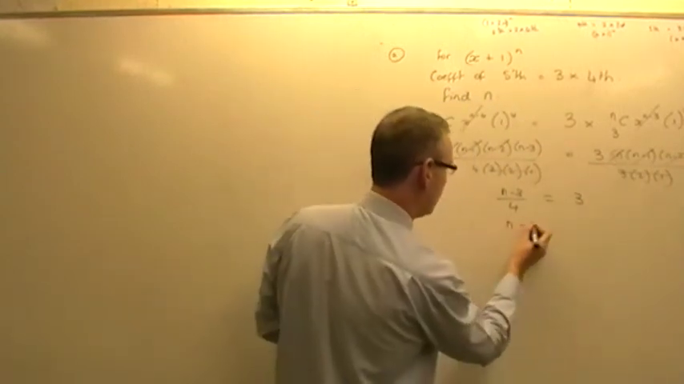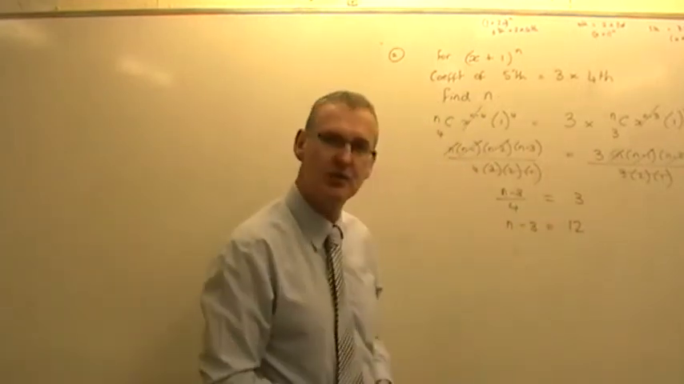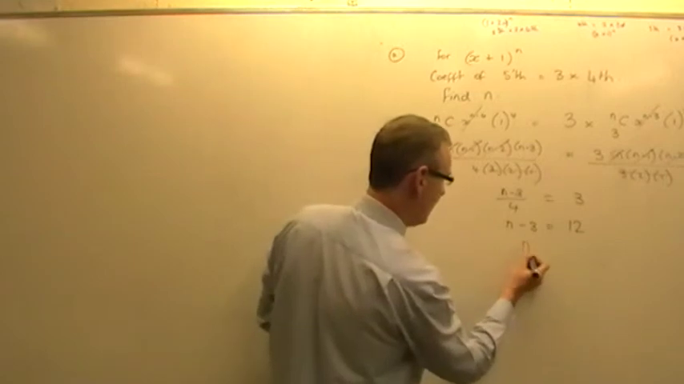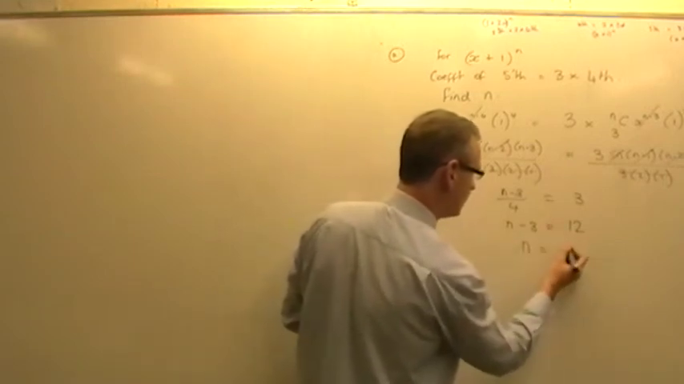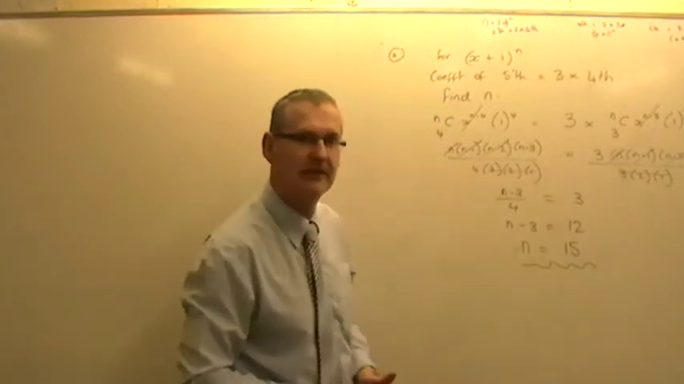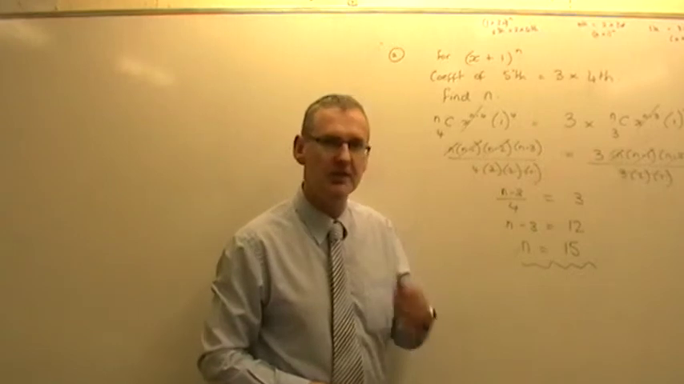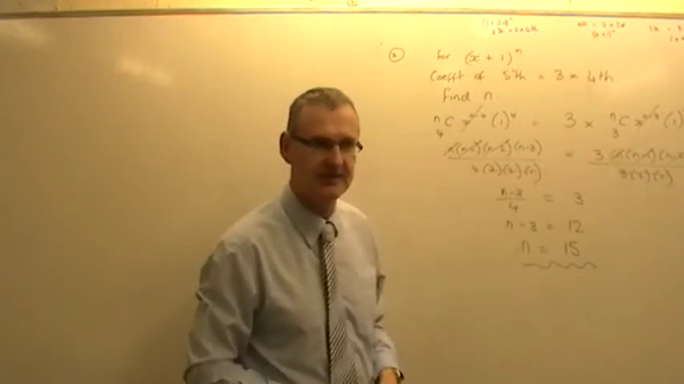So we get n minus 3 is equal to, times both sides by 4, you get 12. So that means that n is equal to 12 plus 3, 15. There you go. The power of n must be 15 for that example. I'm going to do one more, slightly harder, and that's the end of this topic.